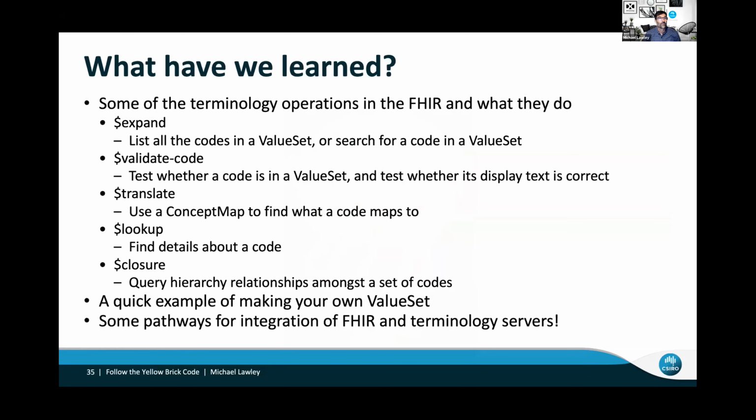So what have we learned? We've gone through some of the terminology operations, a large number of them, in the FHIR specification and what they do. Expand operation, which gives you back the matching members of a value set. And validate code, which lets you test whether a code is in a value set and check whether its display text is acceptable. A translate operation to use a concept map, lookup operation to find out details about a code, and a closure operation to deal with hierarchy relationships amongst a set of codes.